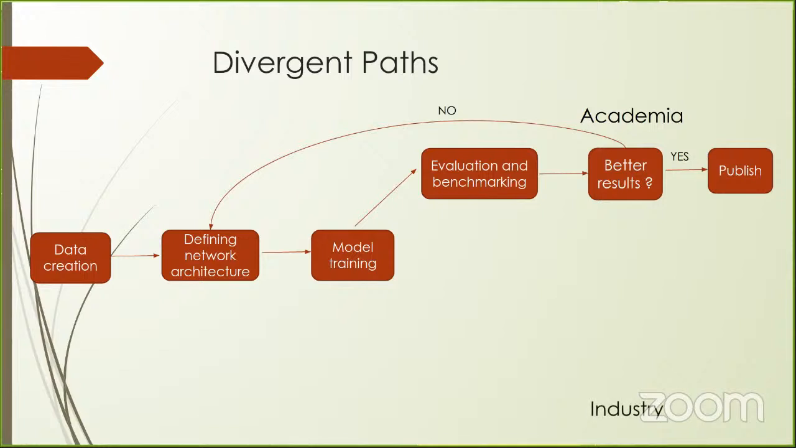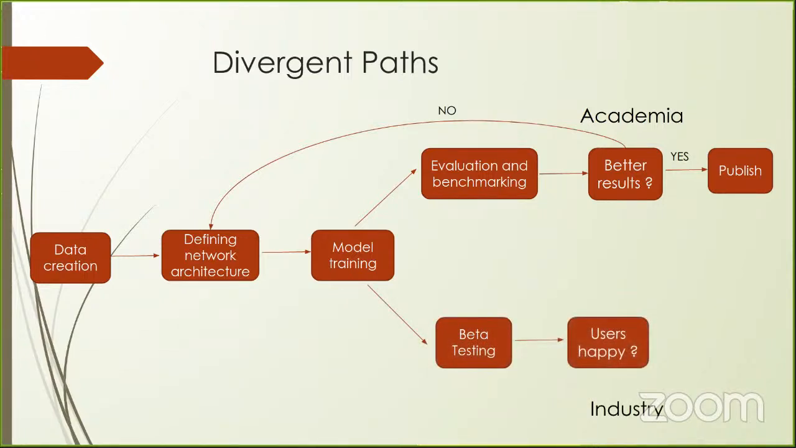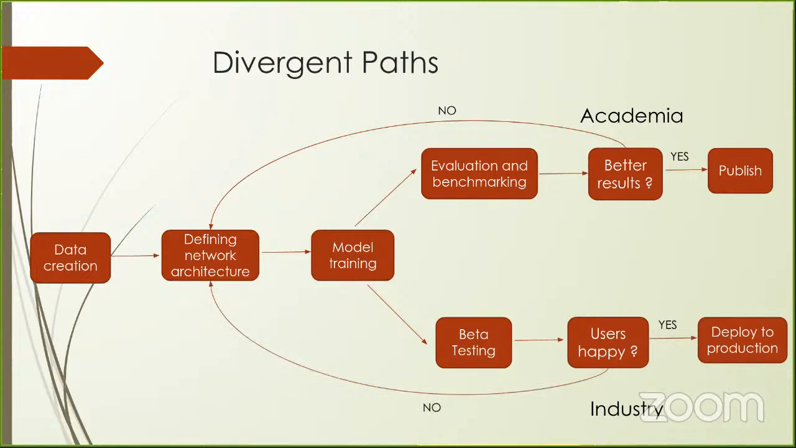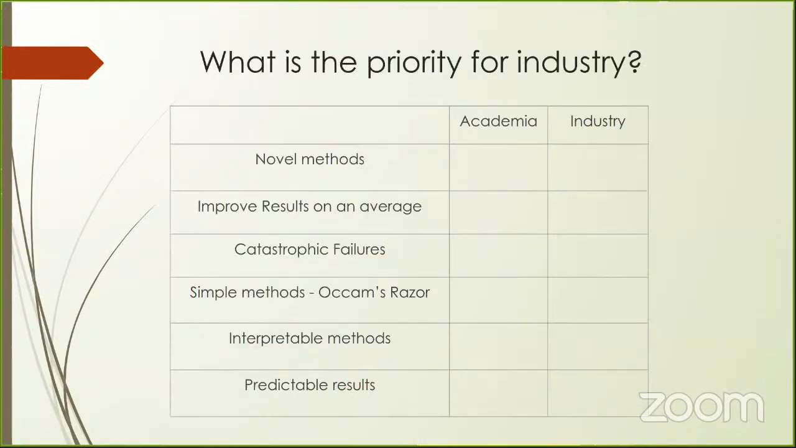In industry, it's different. You do beta testing. Are the users happy? If yes, then deploy to production. If no, then you redefine the network architecture. But better results and users being happy are not always the same. Let me show you an example. Okay, before that, let's discuss this.